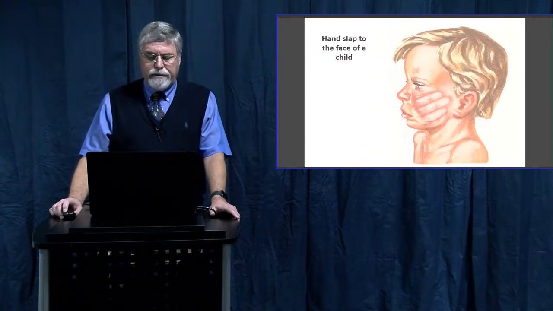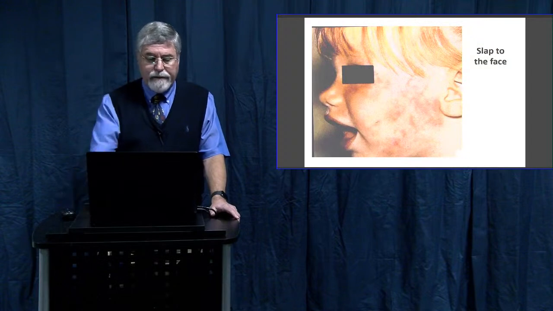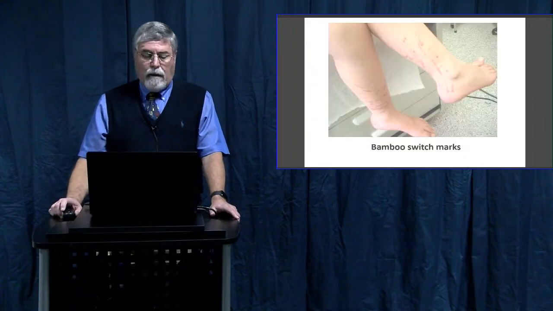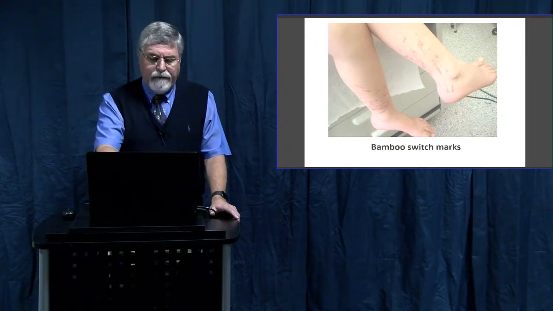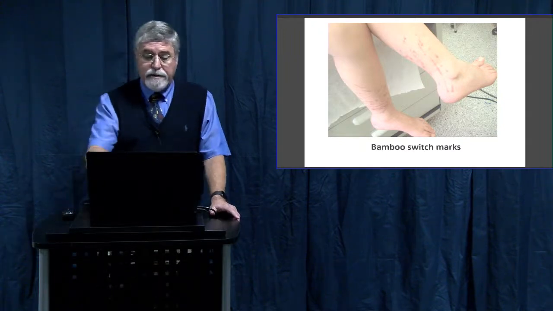Slap marks will produce certain patterns that sometimes will show up in pictures that look more like this in real life. And this is a type of injury that you'll see from a flexible, thin object. This happens to be bamboo. In Alabama, we see hickory switches used more often.